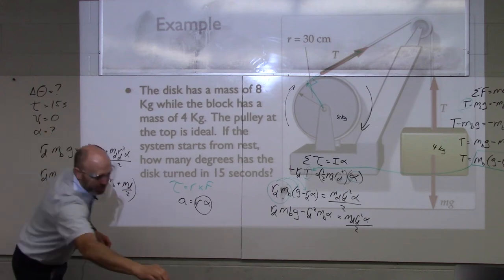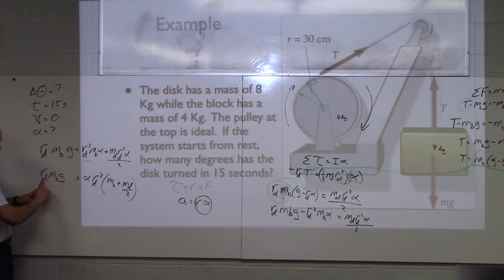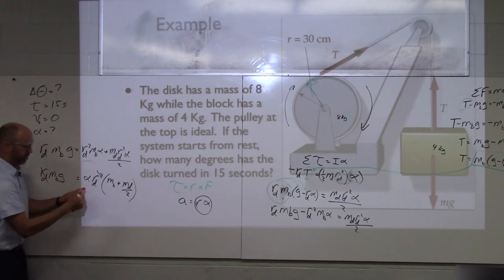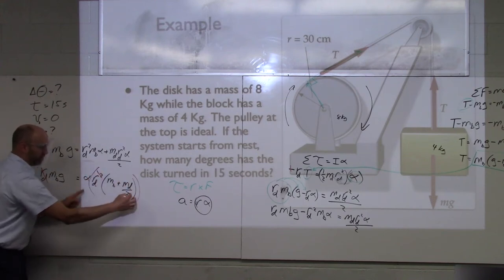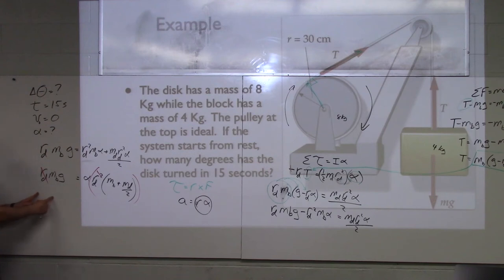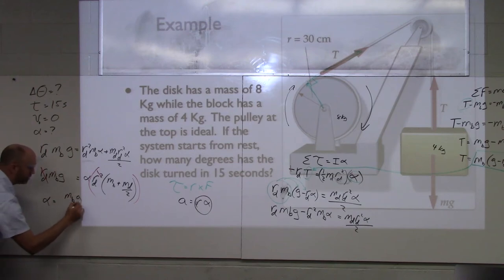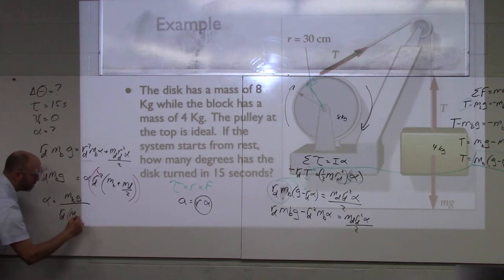We can simplify a little bit here. There's a radius of the disk and a radius of the disk squared. This is going to make that go away. And now we'll just take this whole chunk here, all this, send it downstairs over here, and that'll give us alpha. So alpha is equal to mass of the block times gravity divided by radius of the disk times mass of the block plus mass of the disk over 2.